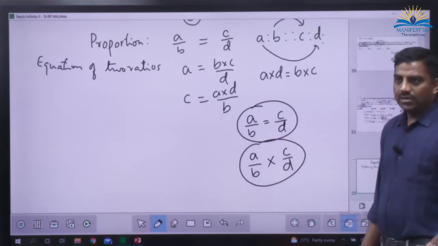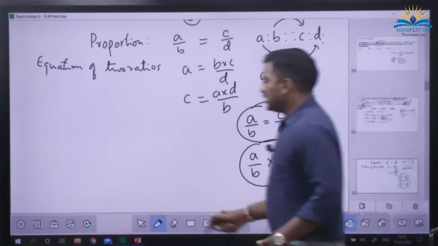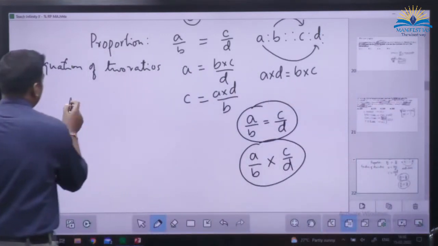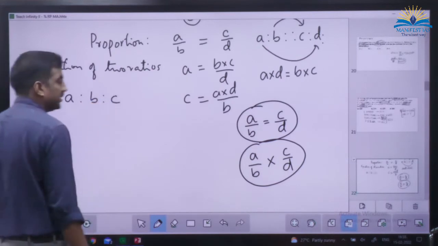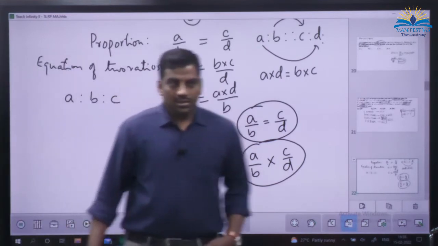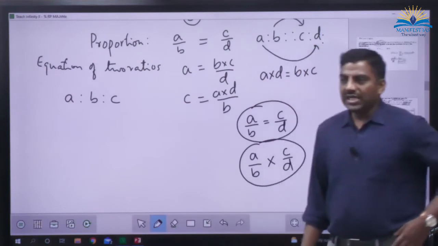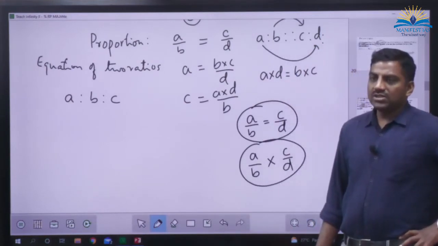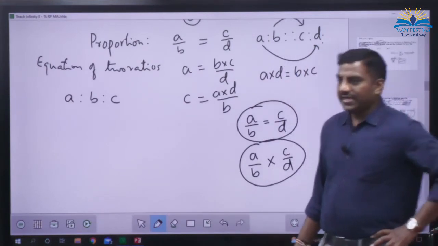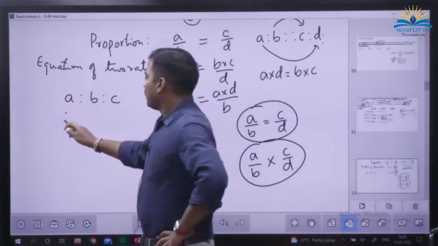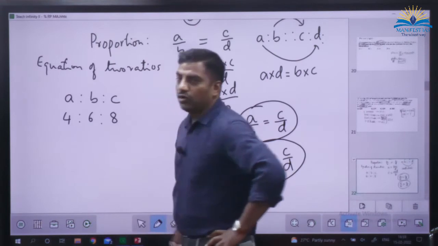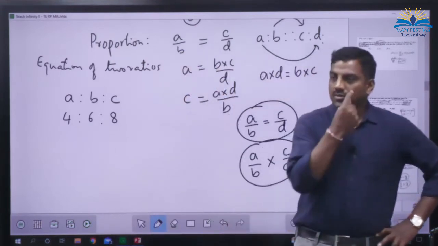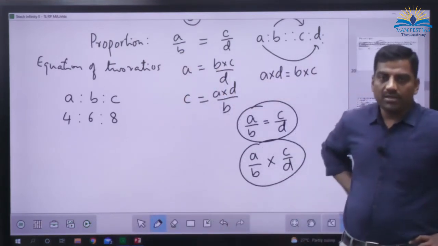Okay? Fine. What if the ratio is of more than two entities? A is to B is to C. Let's say this is 4:6:8. How do you simplify this?